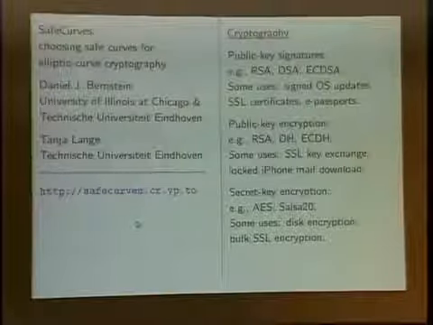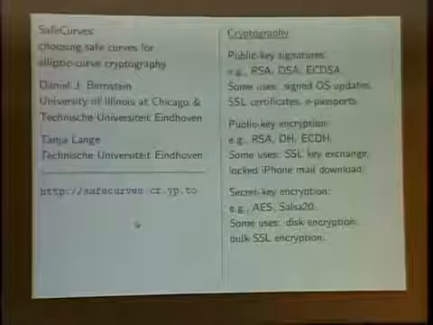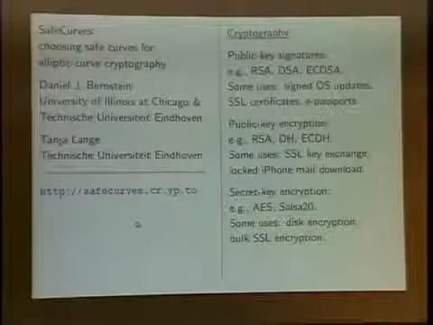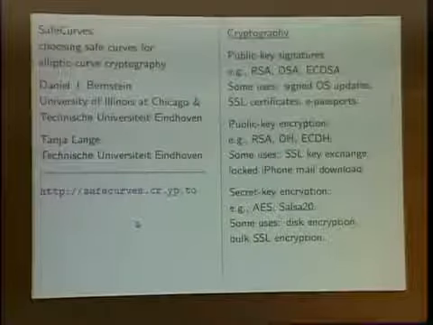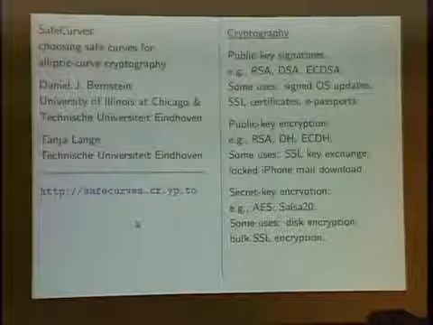Thanks. So a few quick words on public key cryptography, so where elliptic curves fit in there. So SafeCurves, the curves stand for elliptic curves in there.